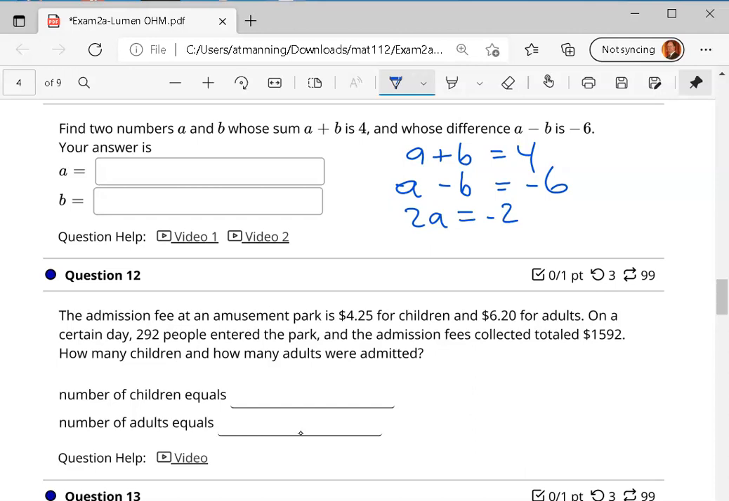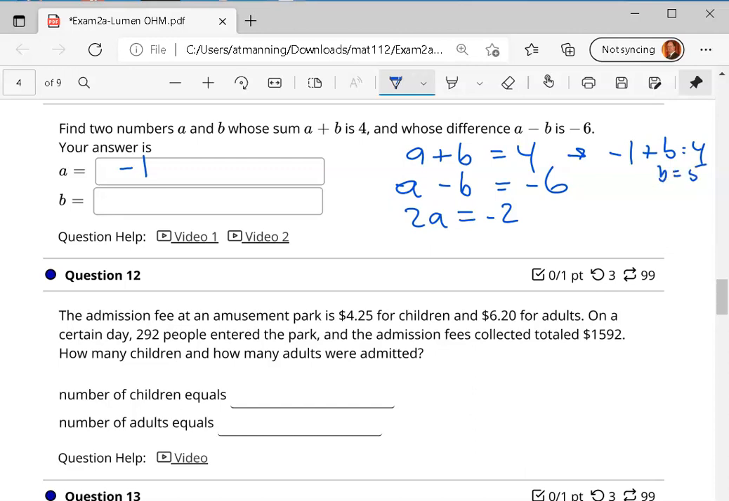What do I know a is? Well, I know right now that a is negative 1, right? And what do I do now? Knowing a is negative 1, I can go back to either equation and put a negative 1 where I see an a. So I can say negative 1 plus b equals 4. That means b is equal to 5, right? I add 1 to both sides, and I get b by itself equals 5.